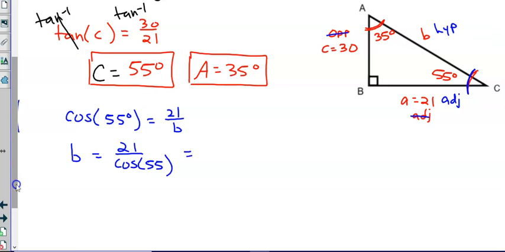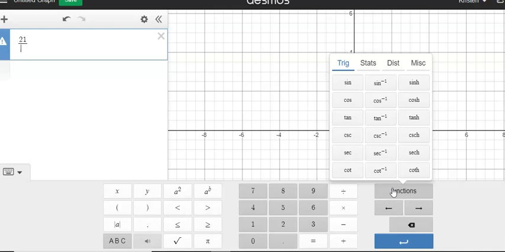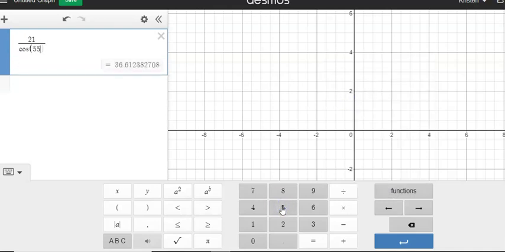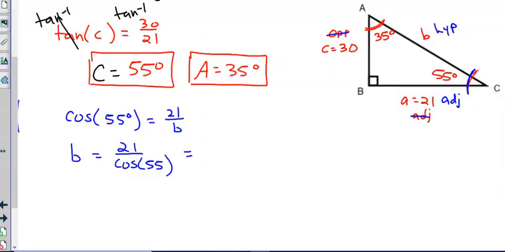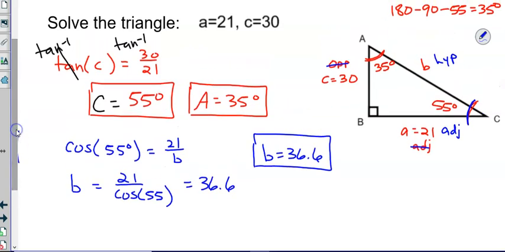Find the calculator, and we're doing 21 divided by cosine of 55, and that's going to give us 36.6. So little b is 36.6. And then you want to double check, make sure that that actually makes sense. 36.6 should be the longest side because it's the hypotenuse, and it looks like it is. You have 30 and 21 for legs. So we're good. It looks like we have all three angles solved, all three sides solved.